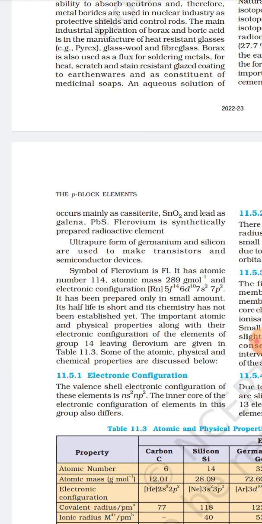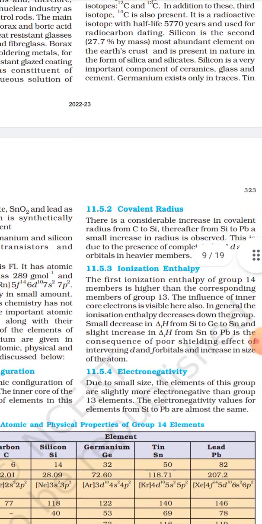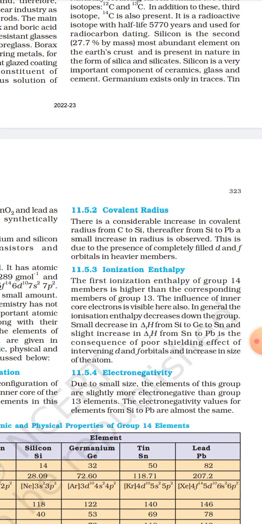Electronic configuration. The valence shell electronic configuration of the elements is ns2 np2. The inner core of the electronic configuration of the elements is different. Some physical properties are as follows. Covalent radius. There is a considerable increase in the covalent radius.